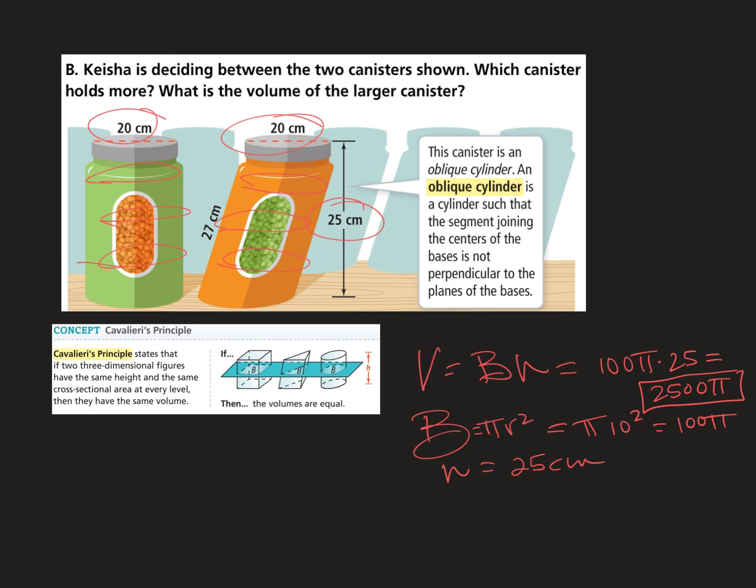Now, depending on what they ask, you may want to put the pi into the calculator and get your answer that way. That should be all you need to know about the volume of cylinders and volume of prisms. Remember, the big concept here is that volume is equal to the area of the base times the height. As long as you know the area of the base and the height, you can find the volume of any prism or cylinder.